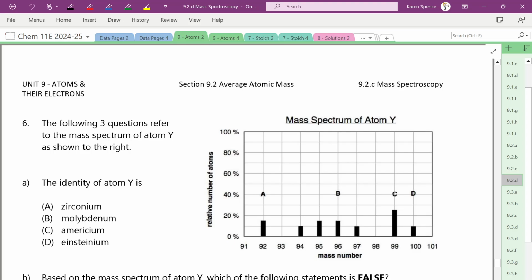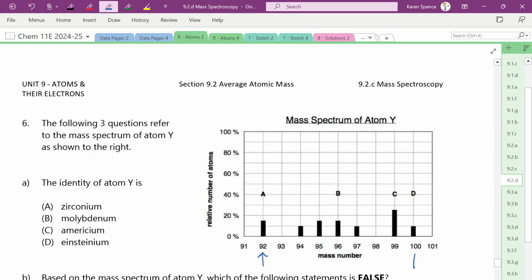All right. So we have this thing here, and the identity of atom Y is blah, blah, blah. Okay. So we have a mass spectrum, and I am looking at numbers ranging from 92 up to 100, and they look fairly evenly distributed between the higher and lower end. So my guess, without doing a whole bunch of math, because wouldn't it be nice to avoid doing a whole bunch of math, is that the average is going to be around 96.